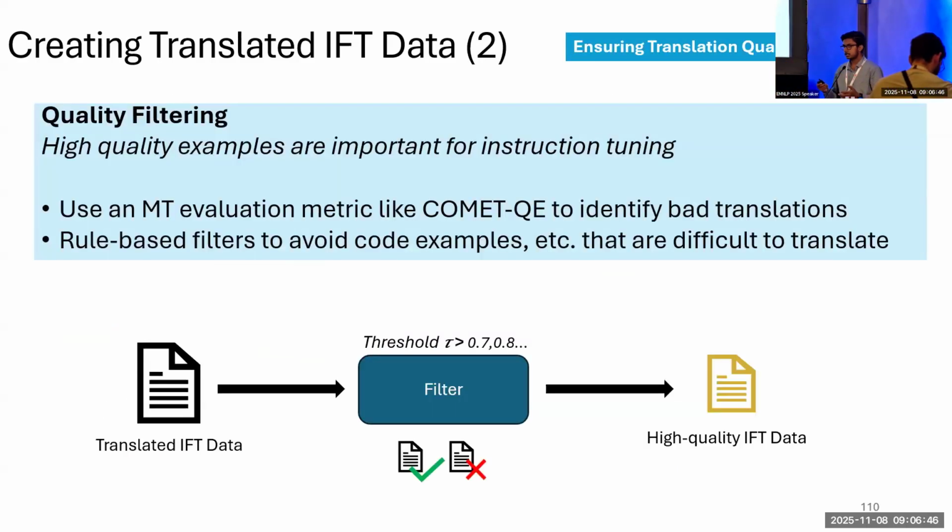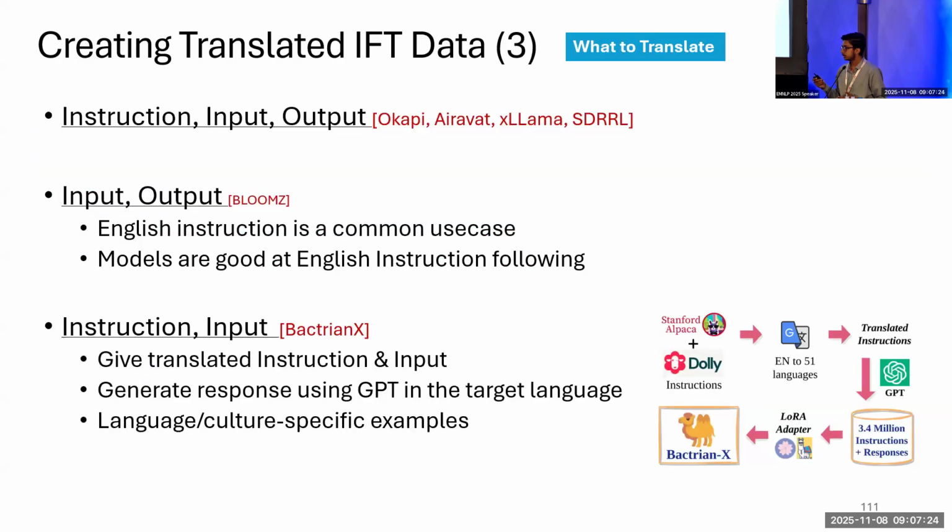So now that we have translated data, again, we would need to do some quality filtering, because high quality examples are as important as the pre-training stage, even for instruction tuning. So we would want to use an MT evaluation metric like Comet QE to identify bad translations. And again, you could also use some rule-based filters to avoid code examples. You can use language identifiers, or you can filter based on the script. You could use some filtering techniques, similar to how you use them in pre-training, and we arrive at our high quality IFT data.